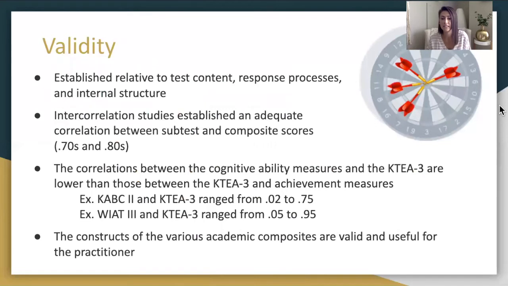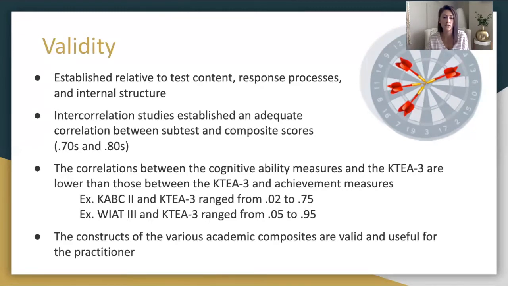When we talk about validity, we are looking at how well this test matches the needs of the students that are taking it. So in this case, it was established to test content, response processes, and internal structures. When we compare the subtest and composite scores together, we get a coefficient range of 0.7 to 0.8, which indicates average validity.